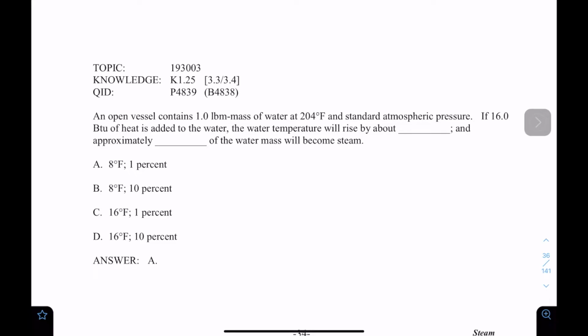So we have a container with an X amount of mass with water at 204 Fahrenheit and standard atmospheric pressure. And then it's telling us if we add 16 BTU of heat, what's going to happen to the water temperature? We know it's going to rise, but by how much? And what percentage of the water will become steam?